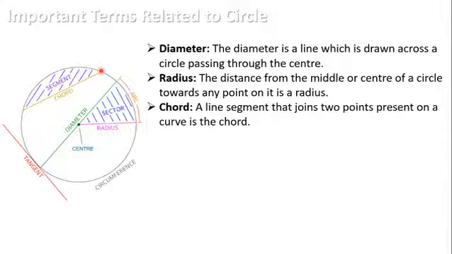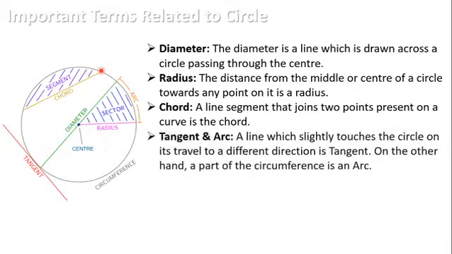Okay? And then we also have the tangent and the arc. I decided to put these together. Now, the tangent is a line which touches the circle only at one point. So it's a line that touches the circle on its travel in a different direction. So the tangent just touches the circle. It does not cut through the circle. It just touches it. Okay, and if you see this line right here, it just touches the circle at this point, and that is what is called the tangent.